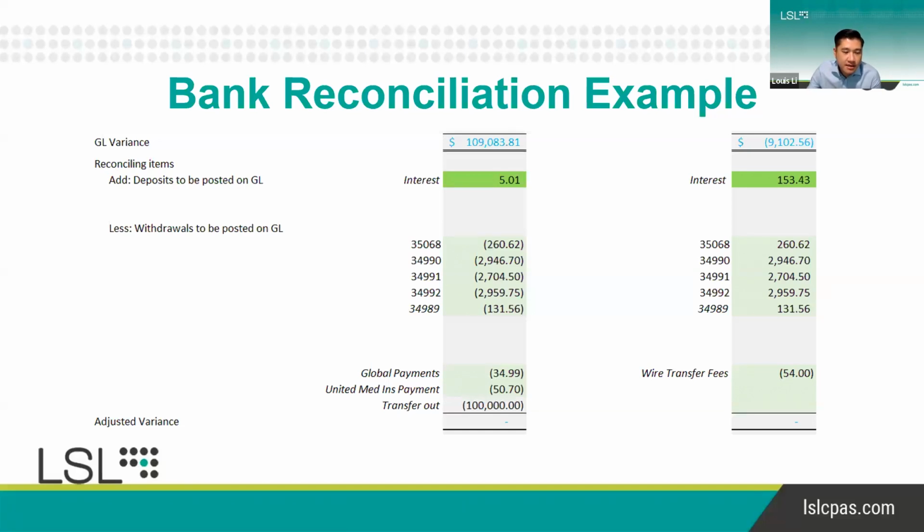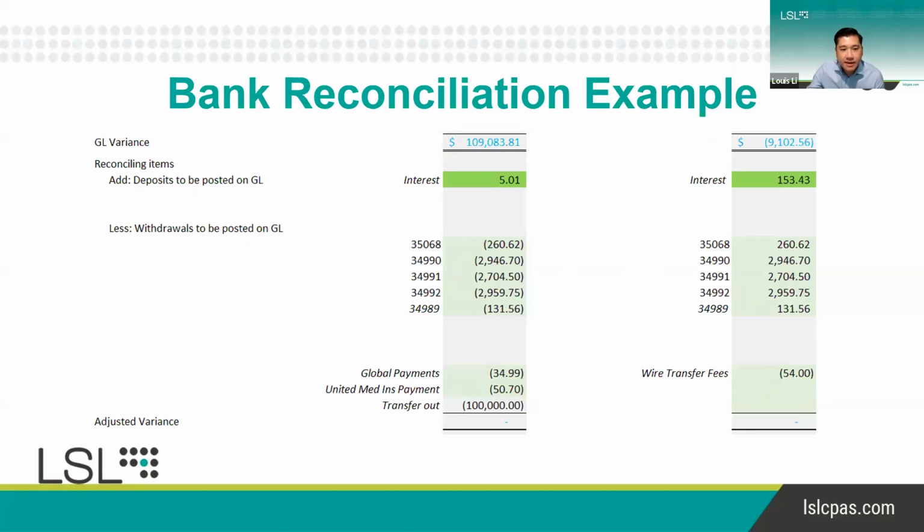And there are other items on the bank statement that's unrecorded in the GL, like wire transfer fees. There are some automated payments that go through the bank that usually you won't see until the end of the month. It looks like there's some global payments or other insurance payments and a transfer out that probably was missed, which is totally fine. That's why we do these bank recs, so we can catch these types in a timely manner.